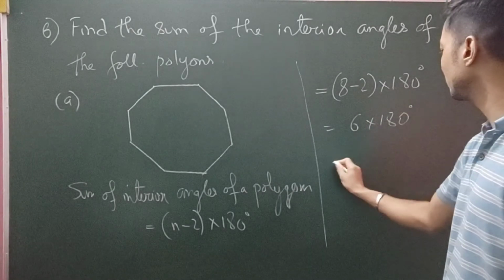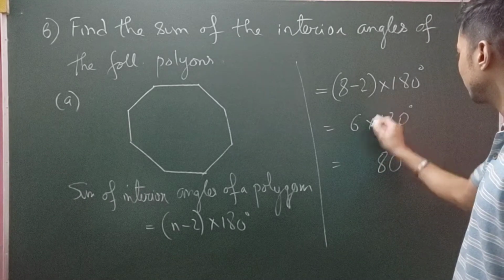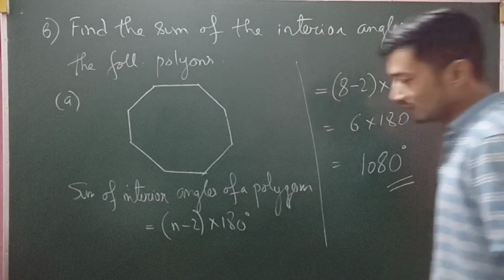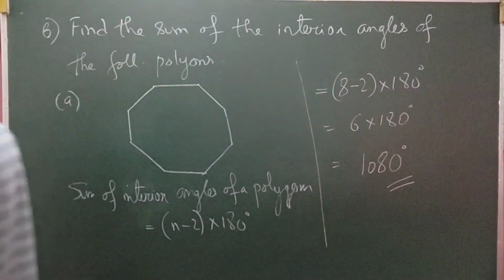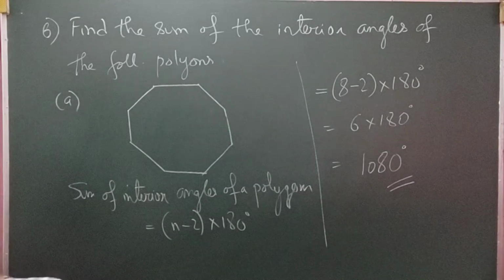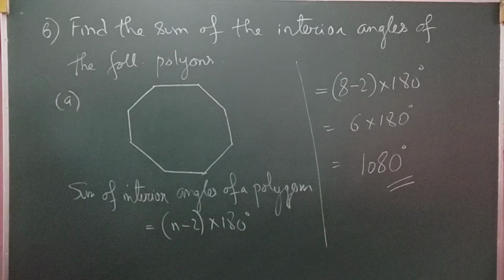Multiplication, I believe all of you know. I'll do it directly. 6 zeros are 0, 6 8s are 48, 4 left, 6 1s are 6, plus 4 is 10. So the total sum of interior angles of the first polygon given to us is 1080 degrees, because it is a polygon of 8 sides. We use this formula. Okay, you can pause the video and write.